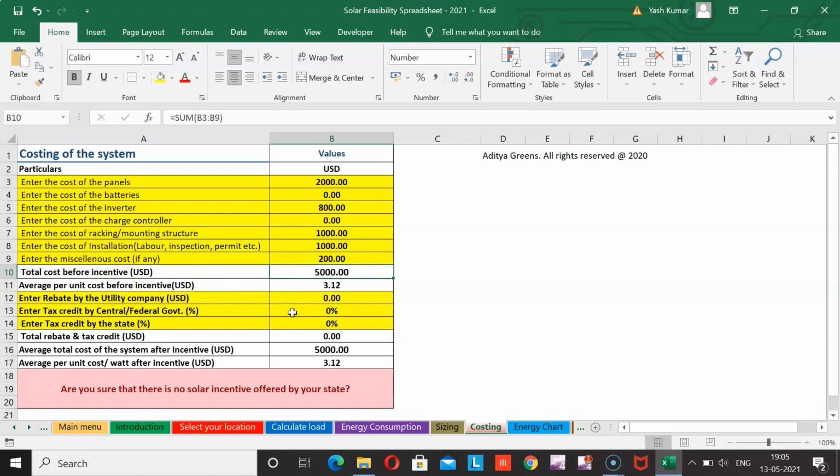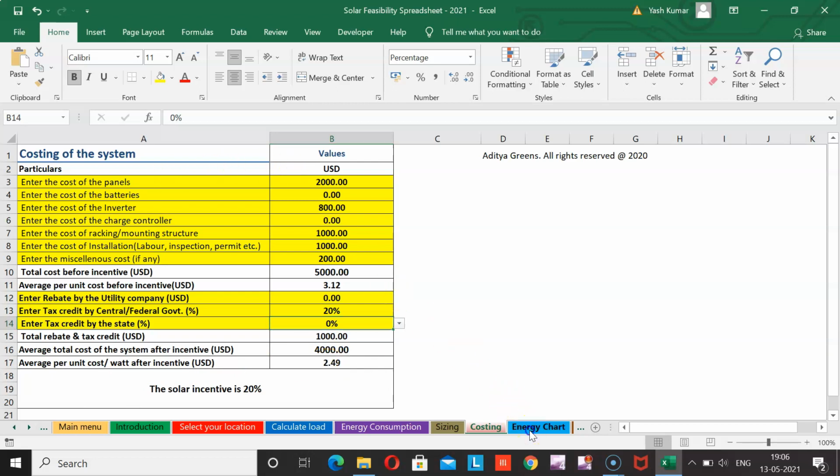Now let's say your government is offering you 20% tax credit for purchase of solar power system. So you can write 20% or 25%, whatever is the case. Let us write 20%. So total rebate and tax credit comes out to be $1,000, that is 20% of 5,000. So in that case, average cost of the system after incentive comes out to be 4,000 USD. And average per unit cost per watt after incentive comes out to be 2. I think it is clear now.